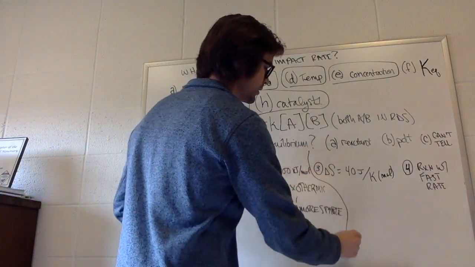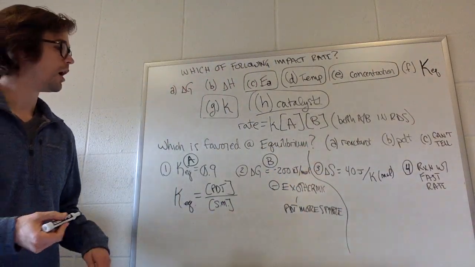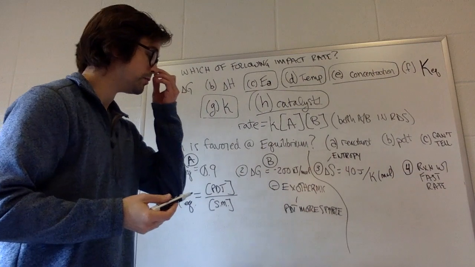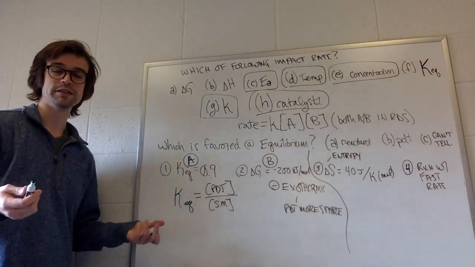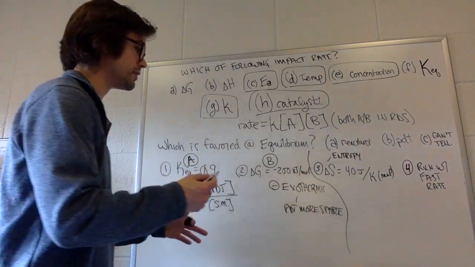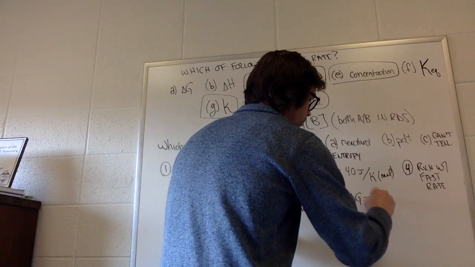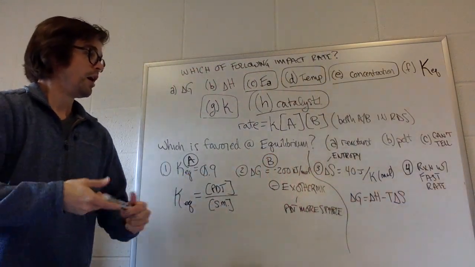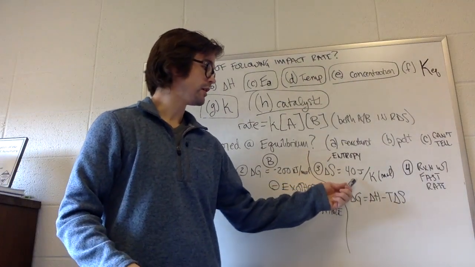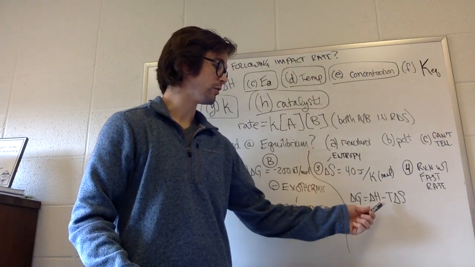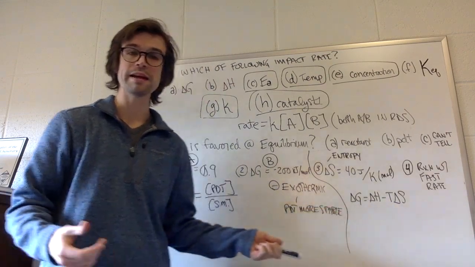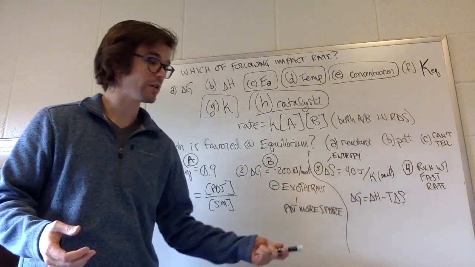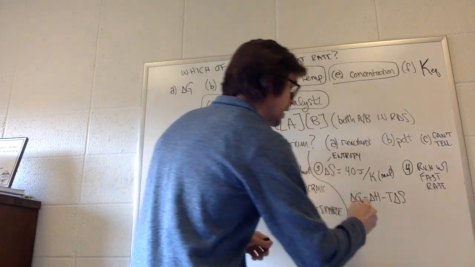What about delta S? Remember, delta S is entropy. How is that related to whether a system is favoring the products or the reactants? Well, delta G equals delta H minus T delta S. This 40 is the value for delta S. That's a positive value. We're subtracting a positive value. It would make delta G more negative, but we don't know, right? Because we don't know what T is yet. We also don't know what delta H is. So this would be kind of like can't tell.